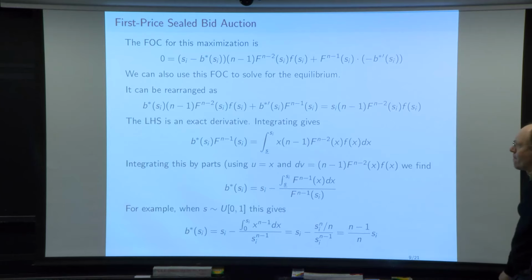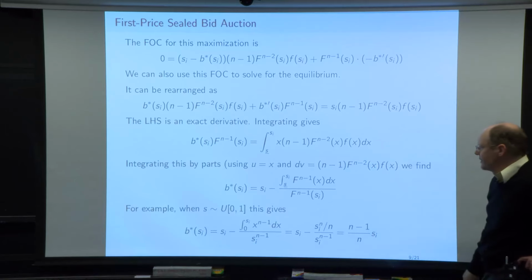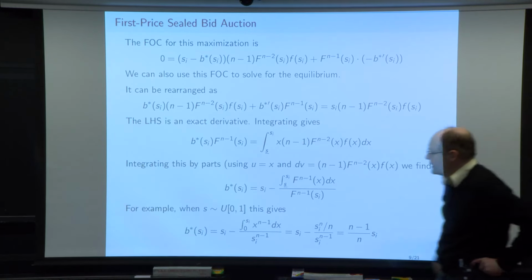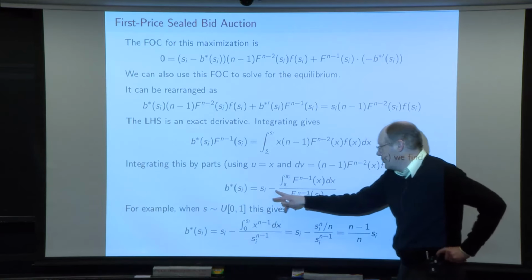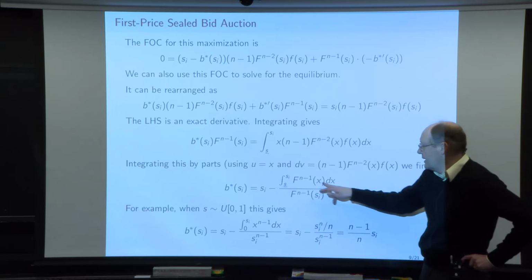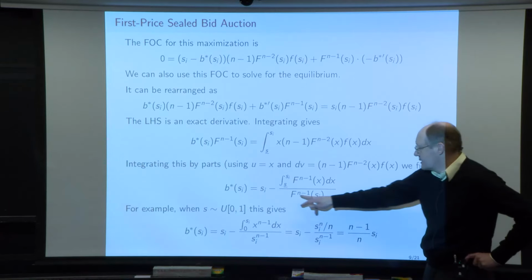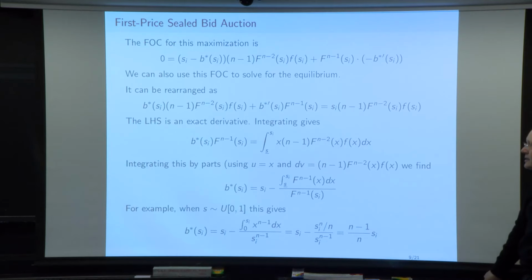And then, again, skipping steps, you can integrate this expression on the right side by parts. That's a trick someone found a while ago. And you can get a closed form for the expression, which is: your bid is your value minus this markdown, which is the integral from s lower bar to si of F to the n minus 1 of x dx over capital F to the n minus 1 of s. Okay. So this first price sealed bid auction is solvable.